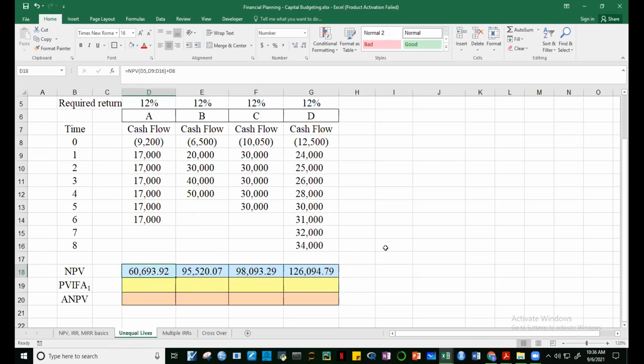Okay, let me flash again the formula. NPV din yan, guys. And then, yung rate is 12%. Then yung cash flows natin, sinama na natin yung hanggang year 8, kasi dito sa D, may year 8 tayo. Para hindi natin ulit-ulitin yung formula. Okay naman yan kasi wala namang value dun sa 7 and 8.